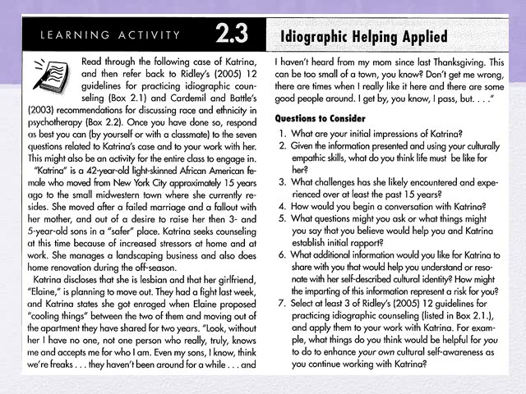Katrina is a 42-year-old light-skinned African-American female who moved from New York City approximately 15 years ago to the small Midwestern town where she currently resides. She moved after a failed marriage and a fallout with her mother, and out of a desire to raise her then 3- and 5-year-old sons in a safer place. Katrina seeks counseling at this time because of increased stressors at home and at work. She manages a landscaping business and also does home renovation during the off-season. Katrina discloses that she is a lesbian and that her girlfriend Elaine is planning to move out. They had a fight last week, and Katrina states she got enraged when Elaine proposed cooling things between them and moving out of the apartment they have shared for 2 years.